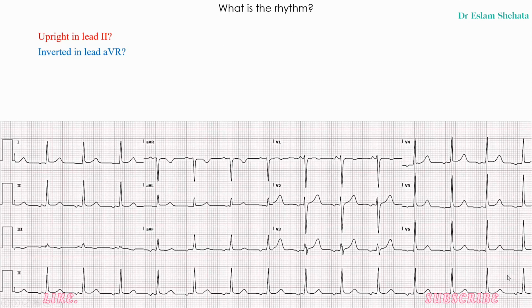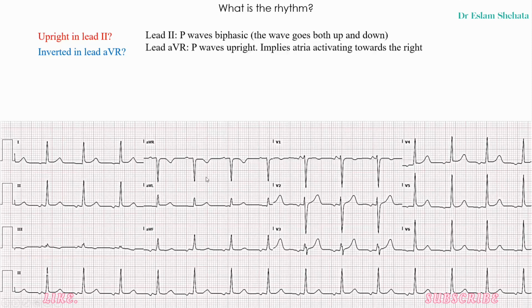Okay, what's the rhythm on this ECG? Well, we start by looking at lead 2. Are the P waves upright? No, they're not. Okay, they go down and then they go up. Then we look at AVR. Are they inverted like they're meant to be? No, they're upright. So this is not sinus rhythm. I'll point out here that every P wave is followed by a QRS complex. It's perfectly regular, but it's still not sinus rhythm, okay? This is an atrial rhythm. The rhythm has started, or the action potential has started from somewhere other than the sinus node.